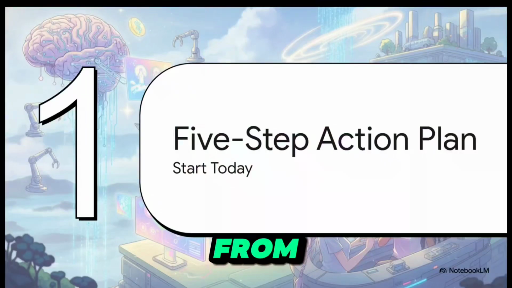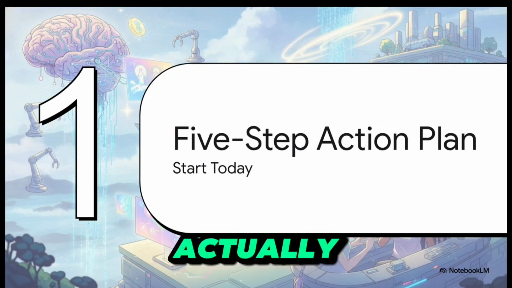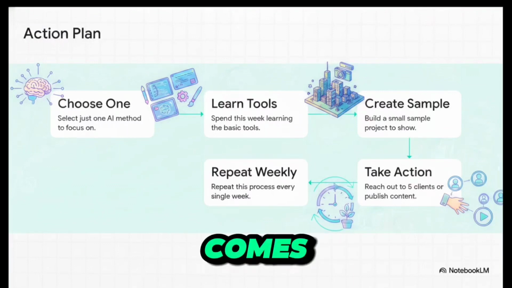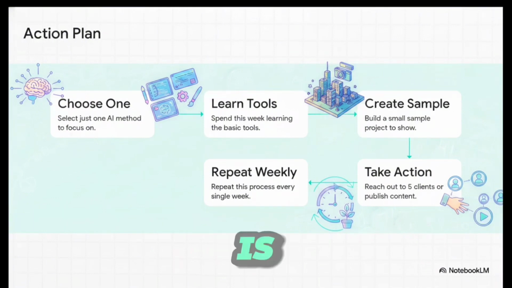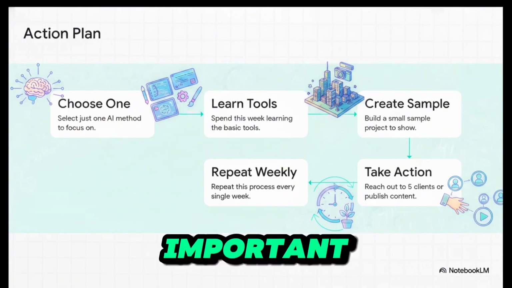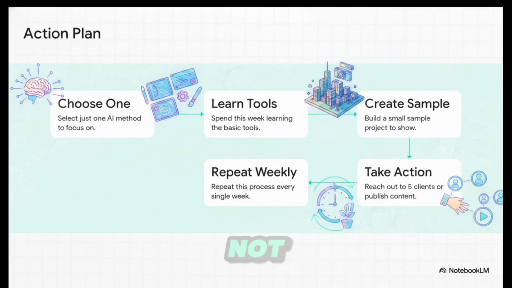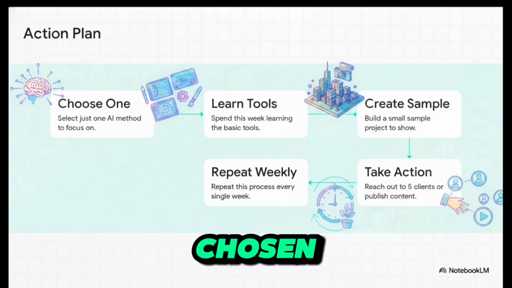Okay, let's pivot from theory to execution. Here's your 5-step action plan to actually start doing this today. The whole execution phase really comes down to this simple framework, so pay attention here. Step 1, and this is absolutely the most important, choose just one method from everything we just talked about. Seriously, do not try to do all of them at once. Step 2, spend this coming week just learning the basic generative AI tools specifically for that one chosen method.